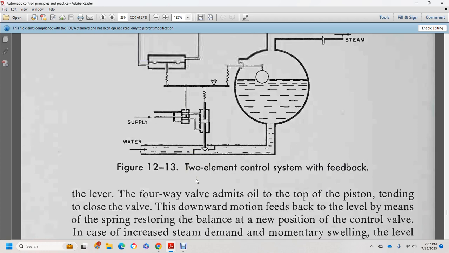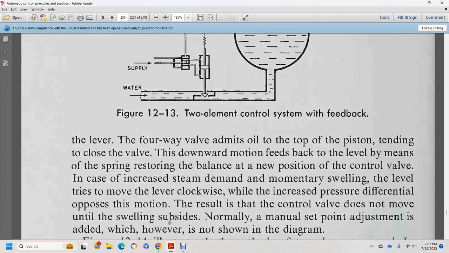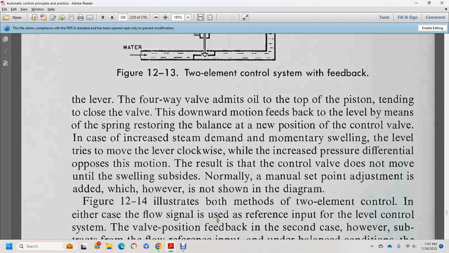The lever of the four-way valve emits oil to the top of the piston, intending to close the valve. The downward motion feeds back through the lever of the beam to the spring, and the balance of the new position of the control valve is reached. In case of increased steam demand, momentary swelling of the level drives the lever clockwise, while the increased pressure differential opposes this motion. The result is that the control valve does not move until the swelling subsides. Normally, a manual set point adjustment is added, however, which is not shown in this diagram.